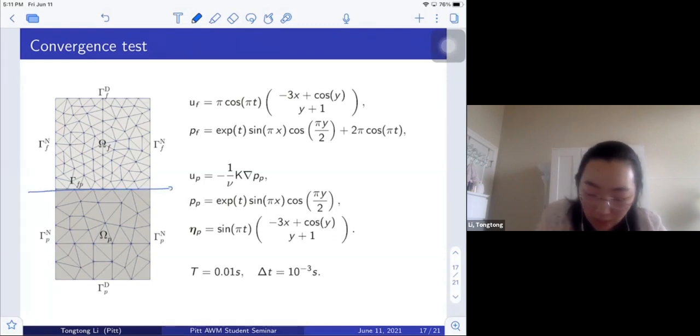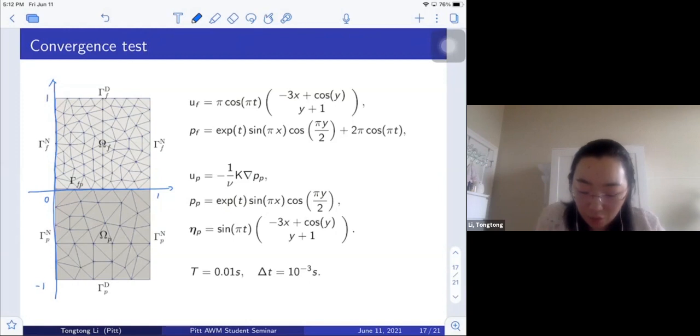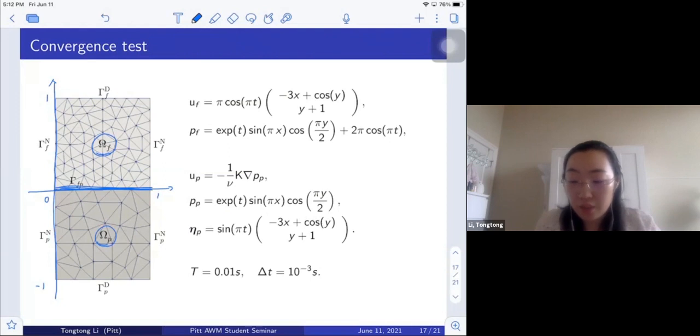Our coordinate system is the domain from 0 to 1 in x and from -1 to 1 in y. The upper half is the Stokes region, and the lower half is the poroelastic structure. Of course, appropriate interface conditions will be enforced along the interface y equal to 0. Luckily, we have some analytic solutions here, and we calculate the right-hand side and the other data from these analytic solutions. We also complement our model with appropriate boundary conditions and initial data.